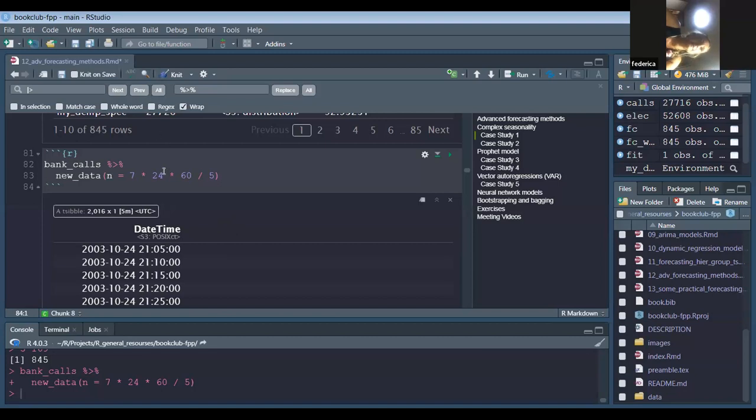It's clear that these are minutes. Yeah, 60 minutes per hour. These are hours, and these are 7 days per week. And you have to divide by 5 because your period is 5 minutes. So you're converting everything into minutes and then dividing it by 5.